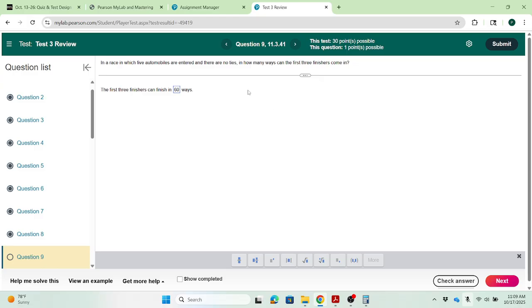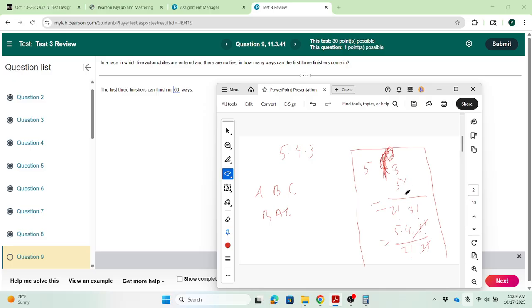We only care about the first three of them, and the first three could be in 5 times 4 times 3 different ways, which is actually a permutation problem instead of a combination problem. So we don't divide by 3 factorial. That would be the permutation problem, because ABC and BAC we count differently for the first three finishers. If B is the first or the second or the third, it does matter.